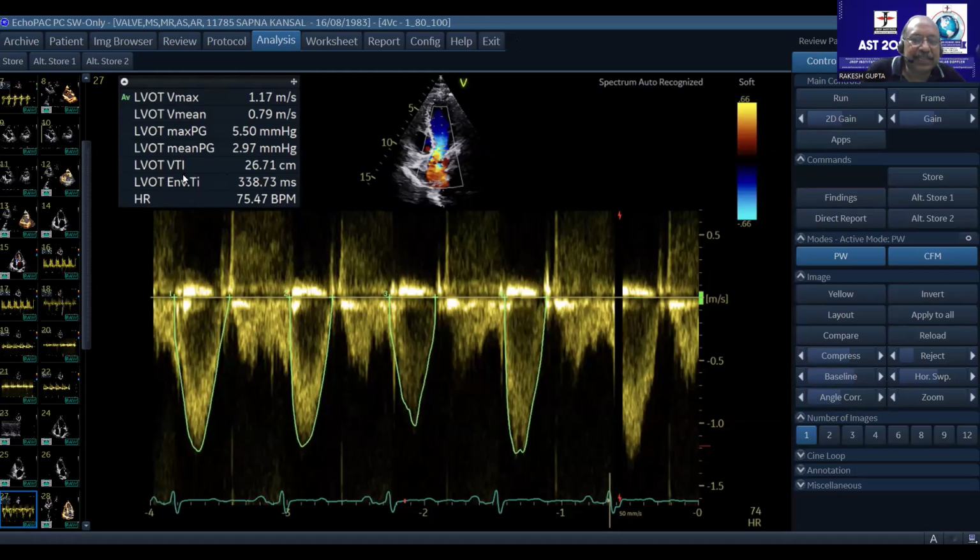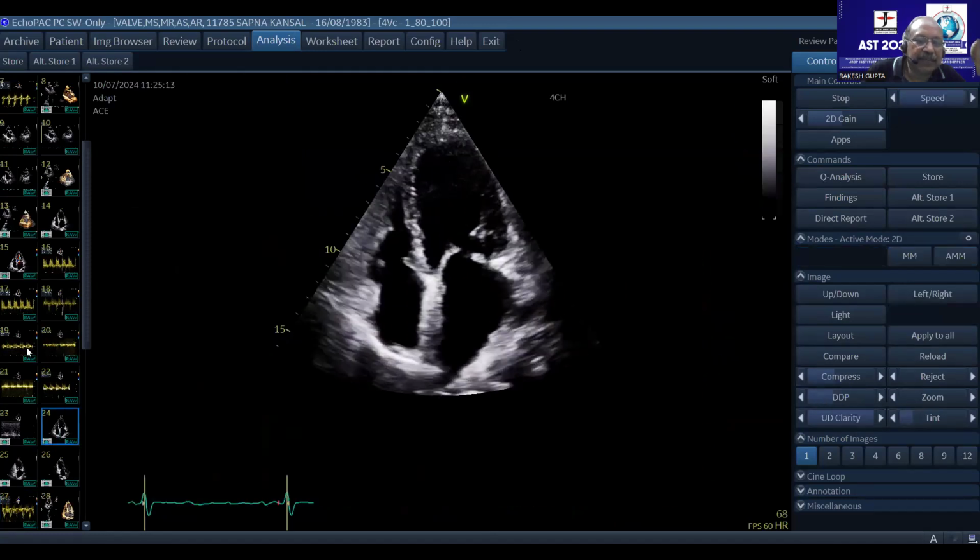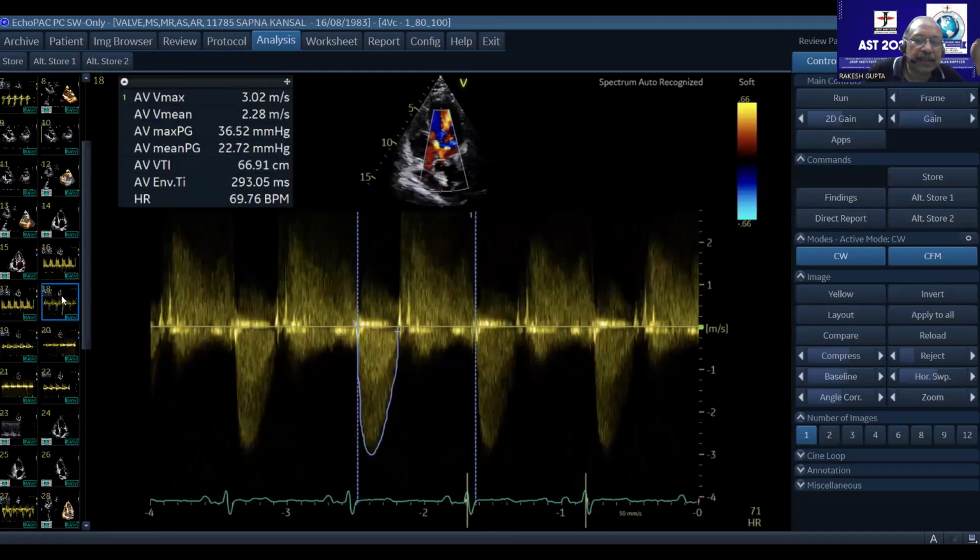So what we were saying is, let's look at the LVOT VTI. It's 26.71 centimeters. And the other VTI was the aortic valve VTI. So let's look at how much the aortic valve VTI was. The aortic valve VTI is 66.91. Correct? Then peak velocity of 3.02, mean velocity of 2.28, peak gradient of 36.52, mean gradient of 22.7.